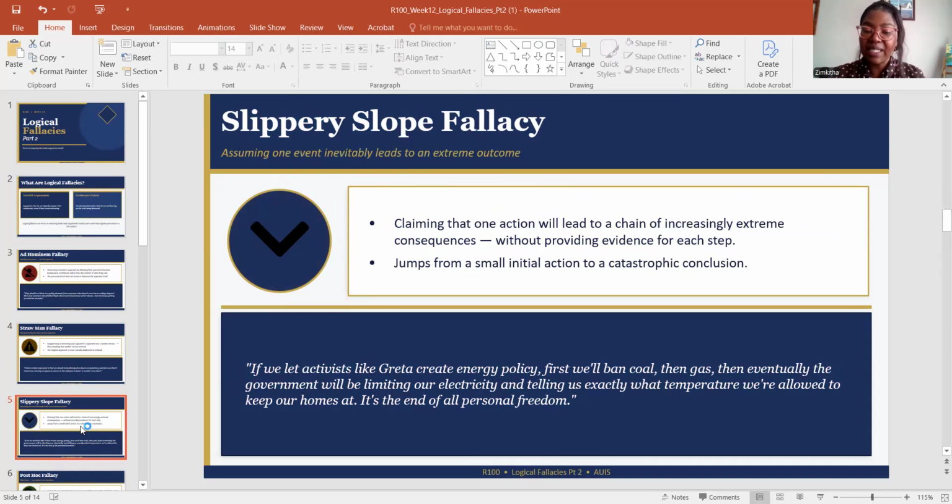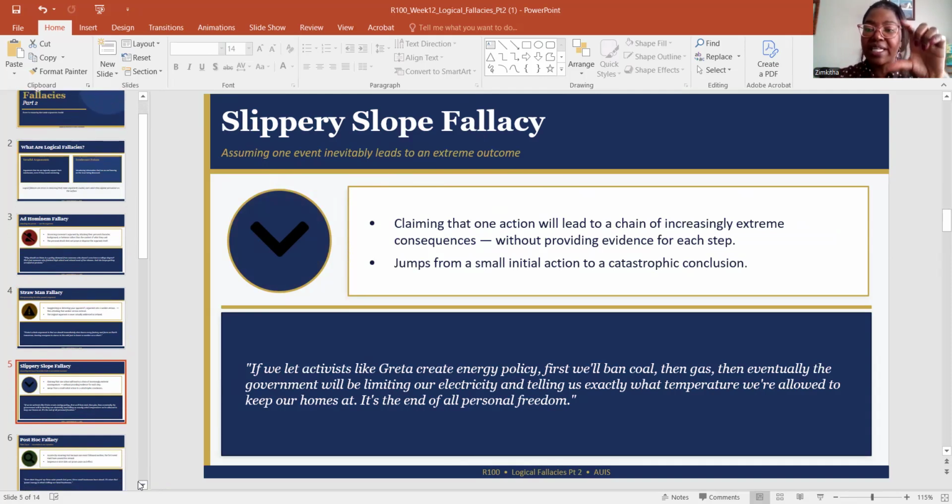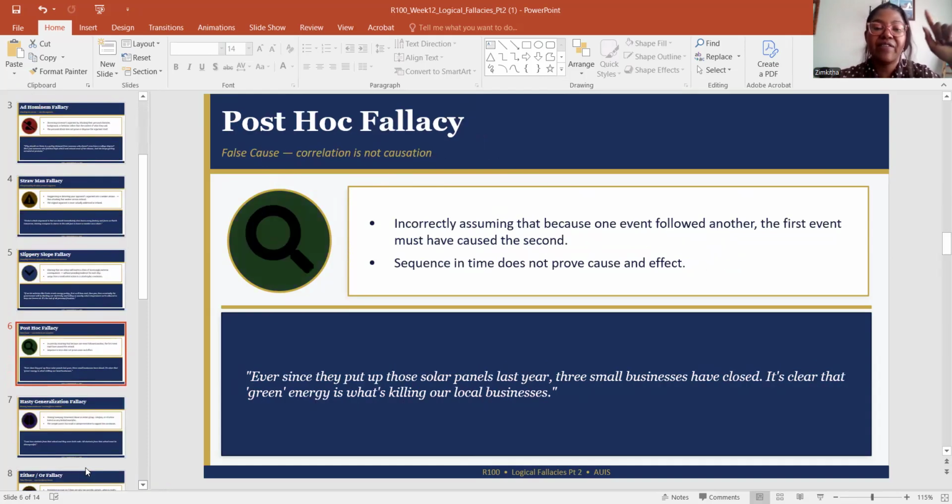Then we also have the slippery slope, saying that if you do one particular action, it will lead to a series of actions and cause a disaster. That is a slippery slope. By the way, on each slide, I have given you an example of what that would look like. Now, this is a new one that you haven't done. It's called the post hoc fallacy or false cause.